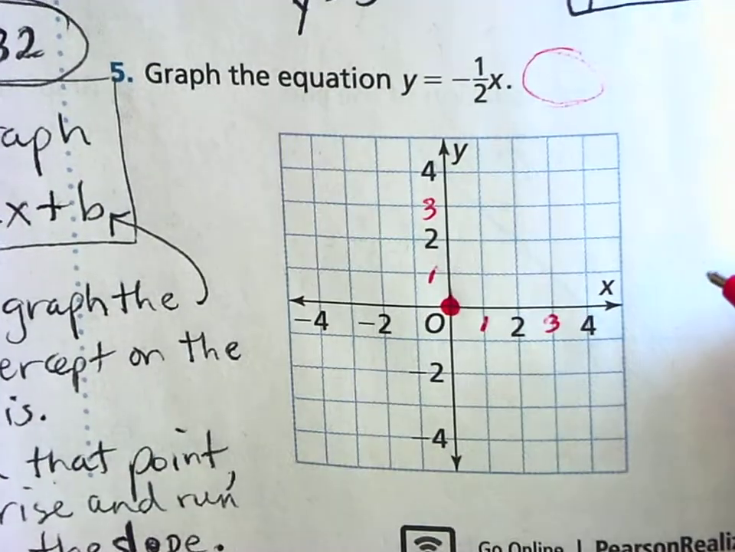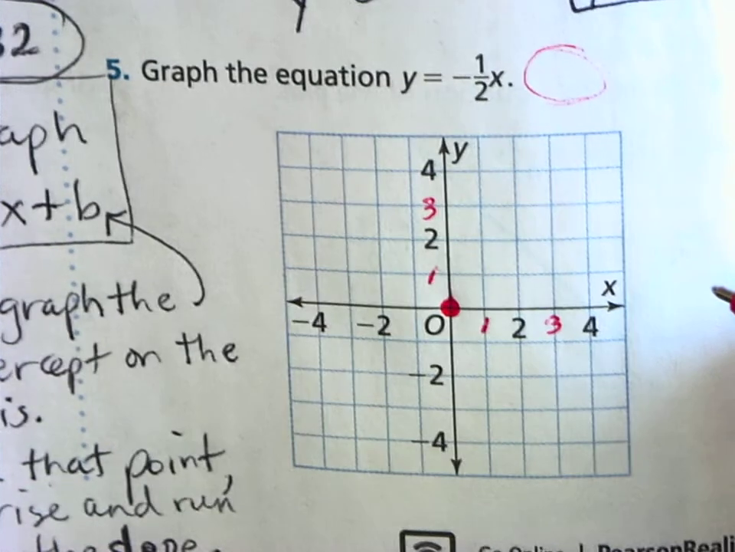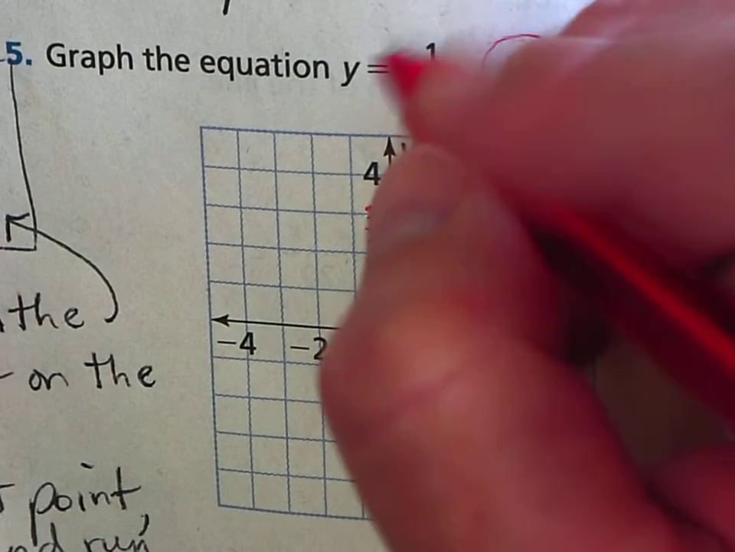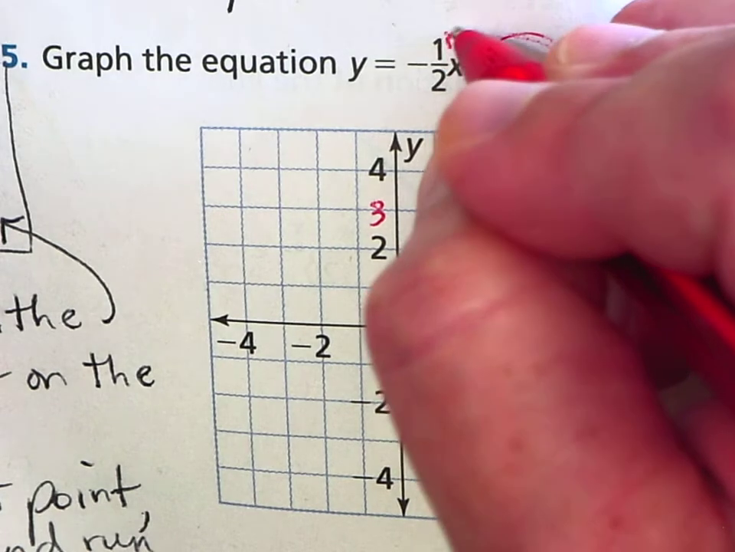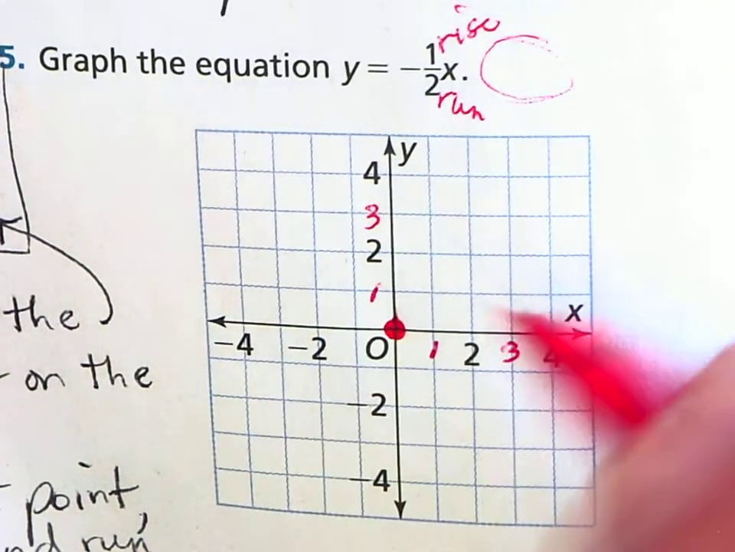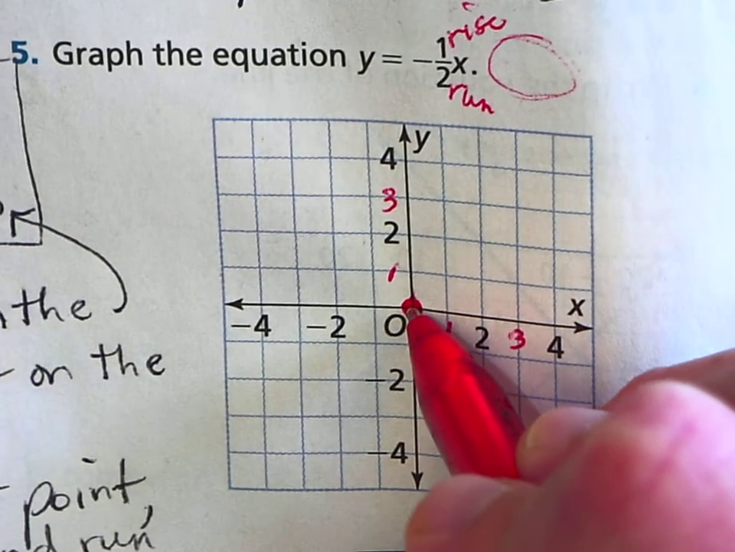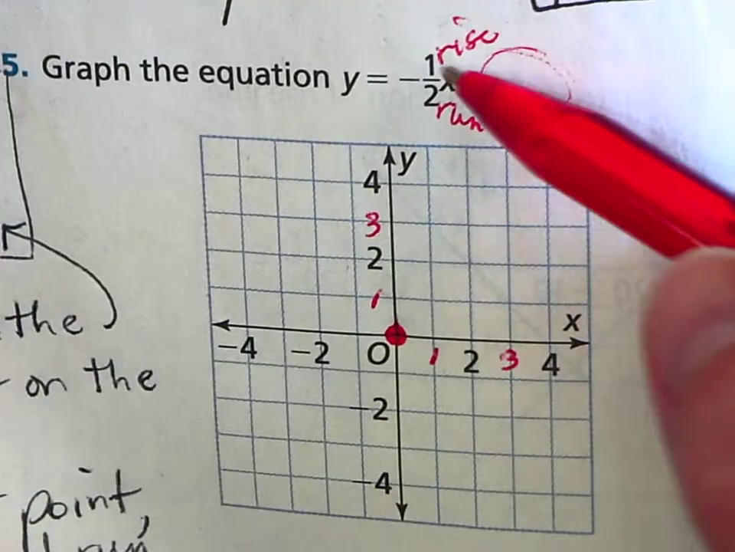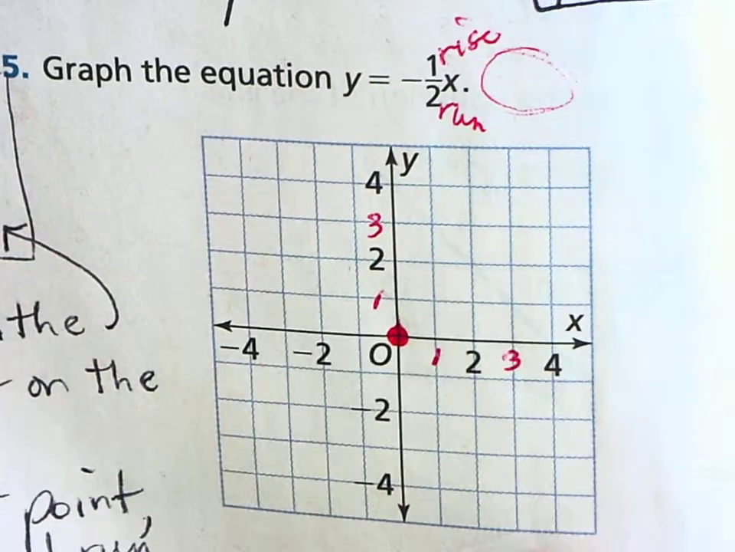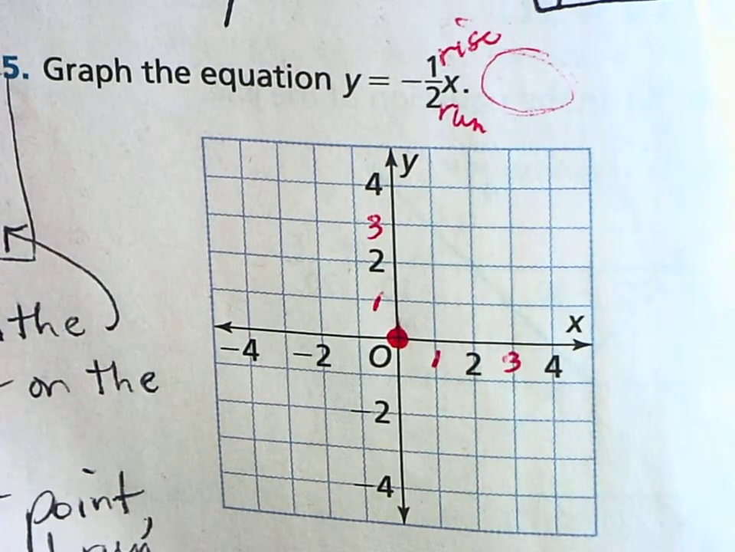Now, from that point, you are going to rise and run your slope. This is your slope. It's already a fraction, so the top number is how much you're rising, the bottom number is how much you're running. From your y-intercept, you're going to rise 1 and run 2, but notice it's a negative slope, so your line has to be going down. One of the moves that you make has to be a negative move, either left or down.